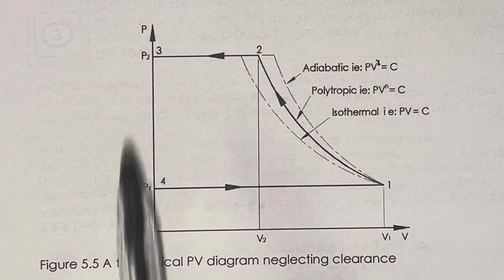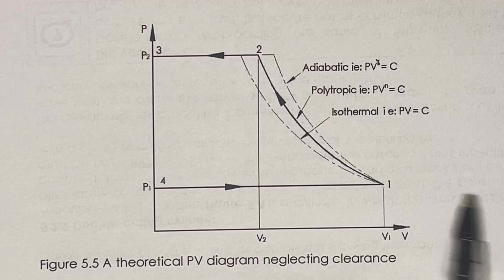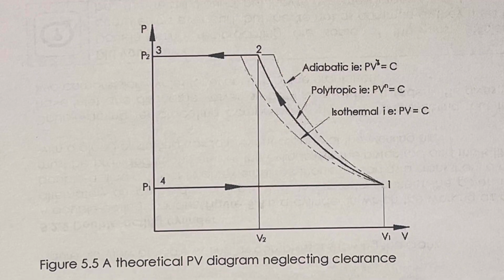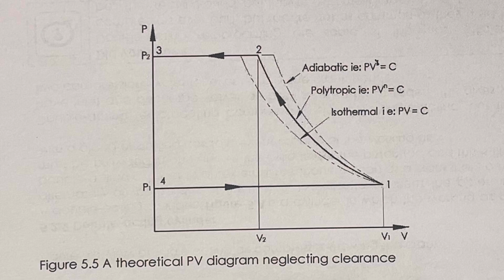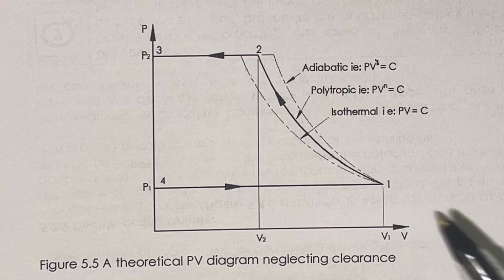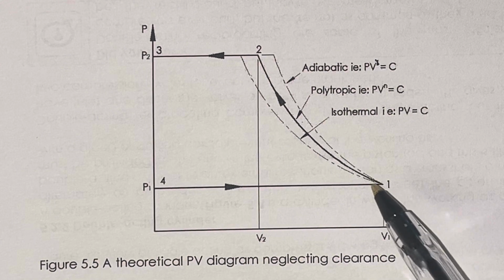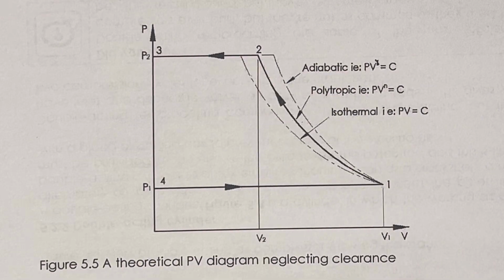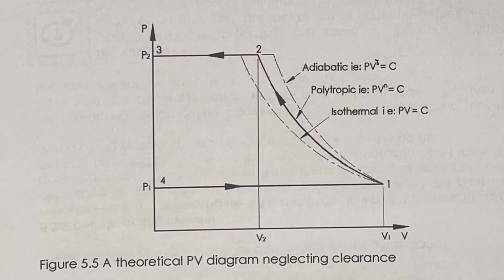Now we are going to discuss the theoretical PV diagram neglecting clearance, simply meaning clearance is not accounted for. In this diagram, the path 1 to 2, here's 1 and then there's 2, there's a pathway there. It represents a polytropic compression.